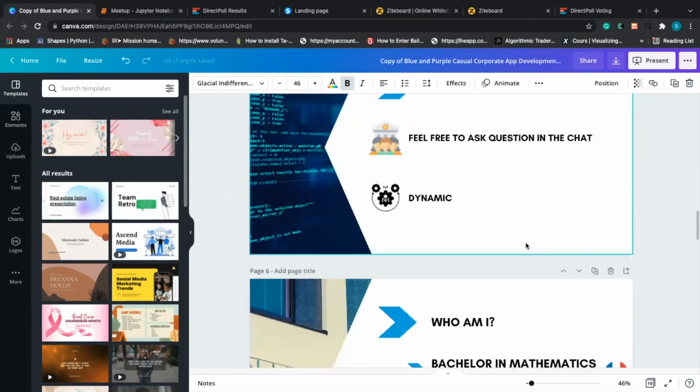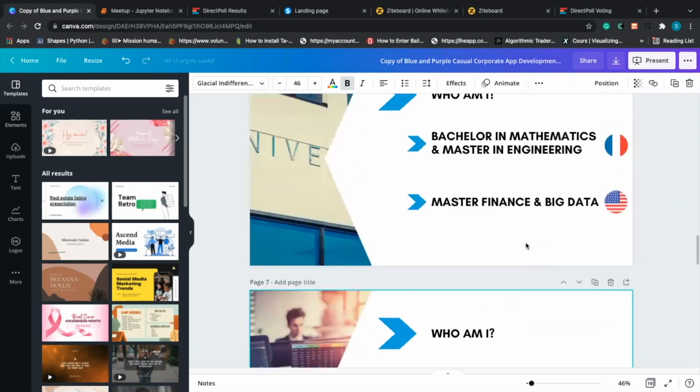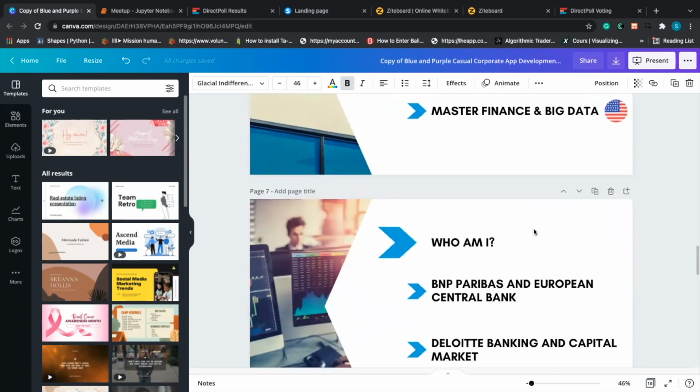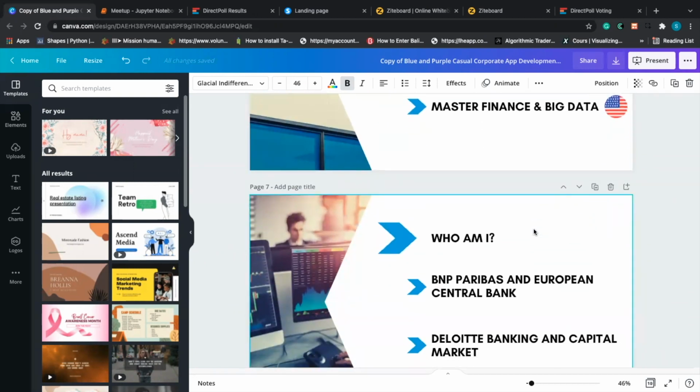Just a few words about me. I'm going to present this session. My name is Sajid Lassani. After a bachelor in mathematics and a master in engineering, I pursued a master in finance and big data. I have been mainly working during the last 3 years on the London Stock Exchange. I worked with different teams of traders, modelling and automating different processes. Before that, I worked for a French bank at the European Central Bank.